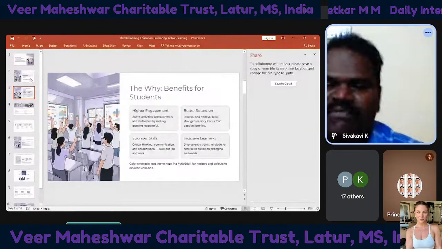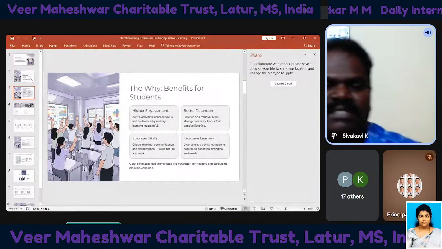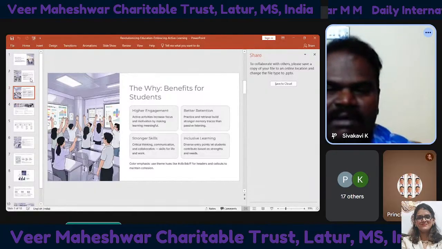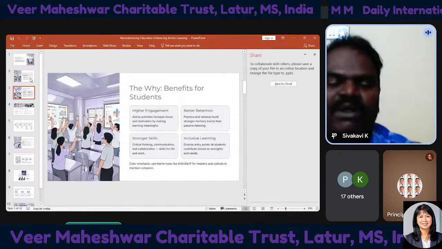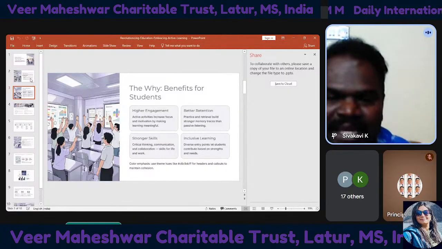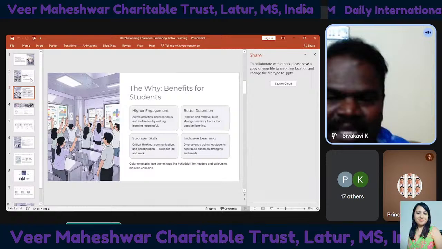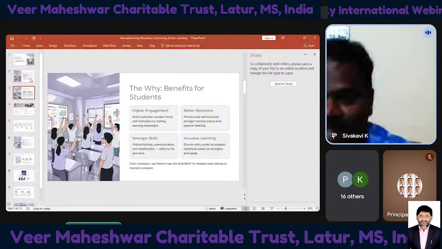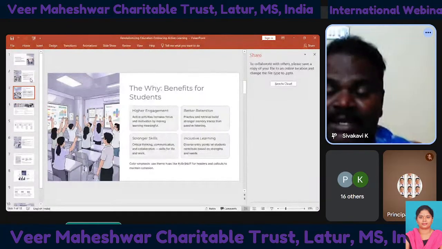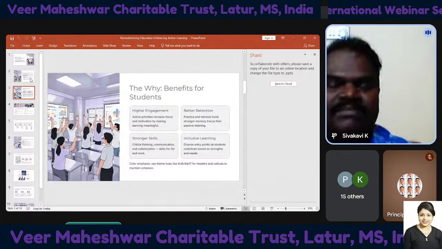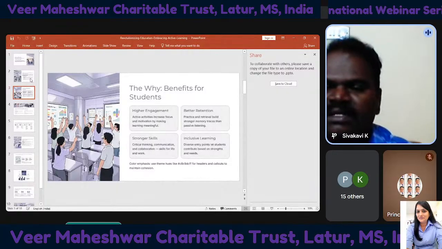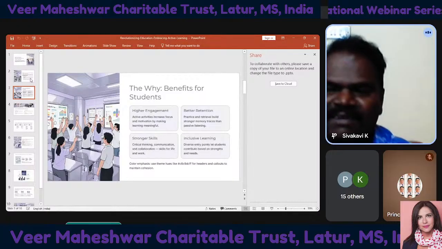The benefits of active learning methodology is higher engagement. See, activities increase focus and motivation by making learning meaningful. And better retention capacity. If they involve in the activities, if they discuss with the peer group, the retention power, the retention capacity will increase. Practice and retrieval build stronger memory traces than the passive learning.